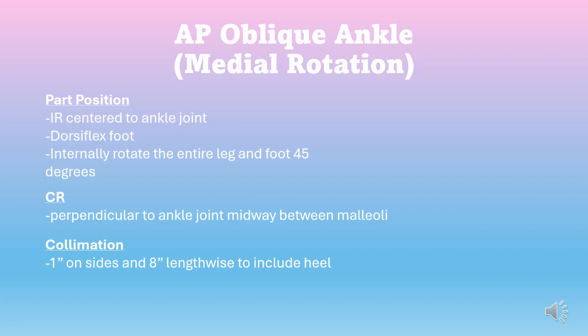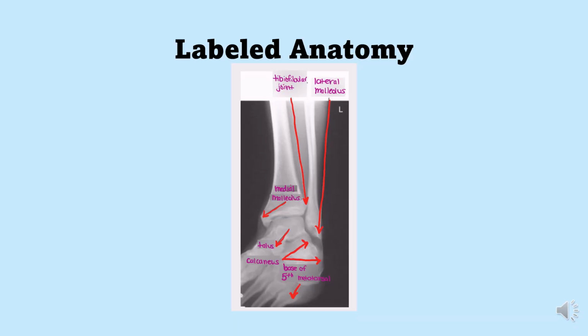The next projection is the AP oblique ankle with medial rotation. The part position is the IR centered to the ankle joint. The foot is dorsiflexed and it is internally rotated 45 degrees. The central ray is perpendicular between the malleoli, and the collimation is the same as the AP. The anatomy included on the medial rotation of the oblique ankle is the tibiofibular joint, lateral malleolus, medial malleolus, talus, calcaneus, and the base of the fifth metatarsal.